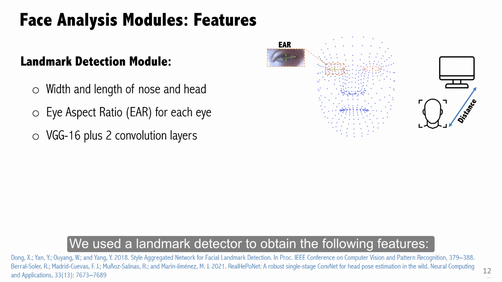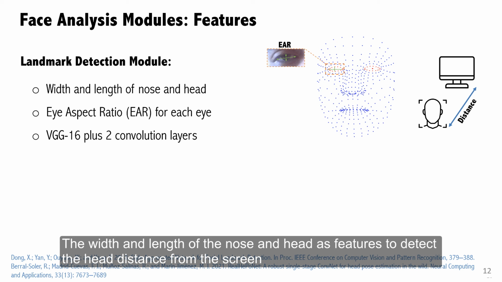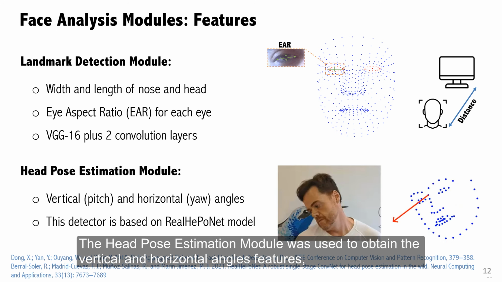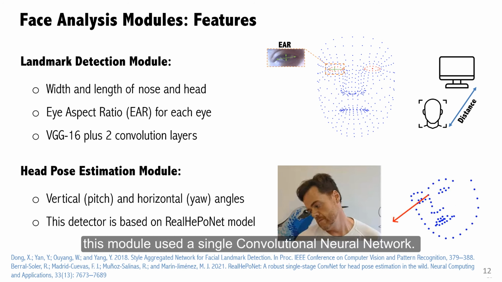We used a landmark detector to obtain the following features: the eye aspect ratio for each eye, which is related to the opening of them; the width and length of the nose and head as features to detect the head distance from the screen, and it is based on VGG16 plus 2 convolution layers. The head pose estimation module was used to obtain the vertical and horizontal angles features that define the 3D head. This module used a single convolutional neural network.